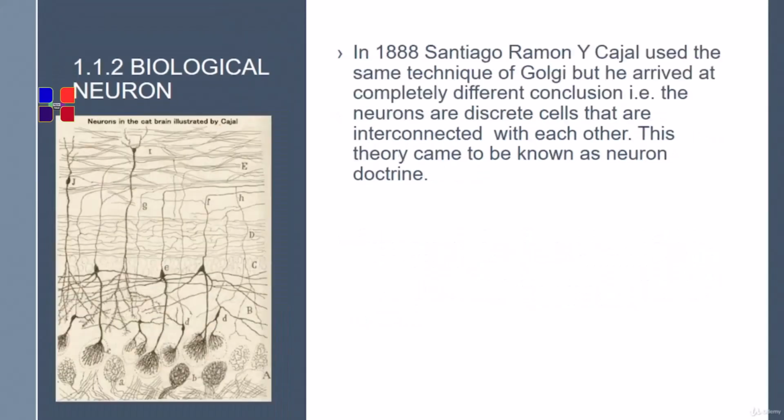Coming to the next phase, sometime in 1888, Santiago Ramon Cajal, and this is a very famous picture drawn by him of the brain cells. He used the same technique that was used previously, but he came to a completely different conclusion. The conclusion was that like the other cells in the body, the brain cells are also distinct. They are discrete cells that are interconnected. And this theory was later on proposed as neuron doctrine.